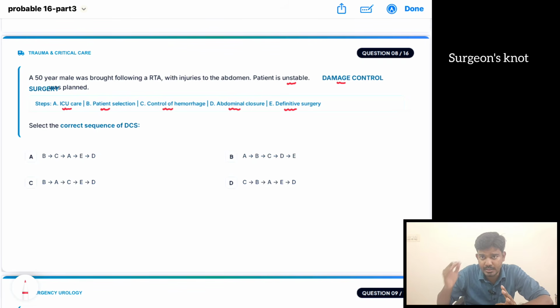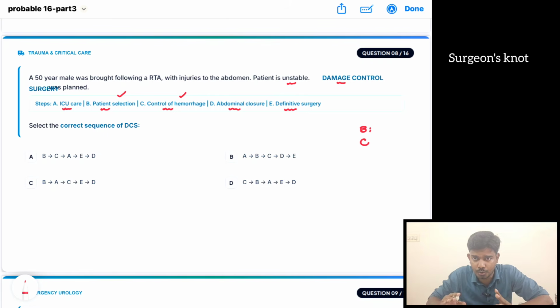So the first correct sequence is, first we have to identify the patient who is fitting for this damage control surgery. So patient selection has to be done. First patient selection, then we have to shift the patient to the OT in order to control any hemorrhage or contamination. If there is any, in order to clear that we are shifting the patient to the OT. Number 2, but when shifted to the OT we are not going to do a permanent surgery. Definitive surgery is not done.